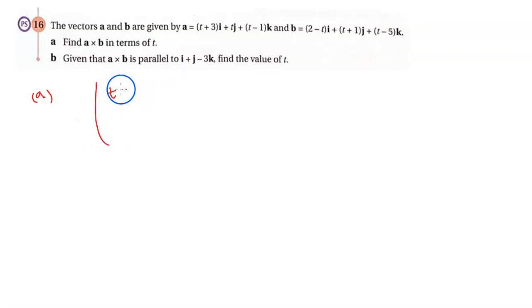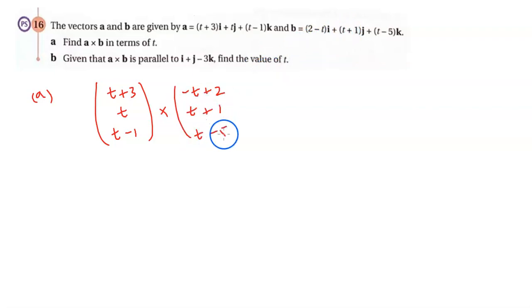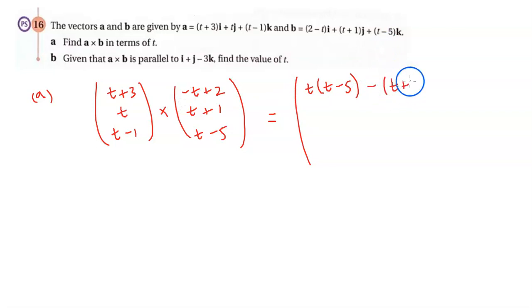Alright, so t plus 3, t, and t minus 1, crossed with 2 minus t, t plus 1, and t minus 5. If we delete the first row, it's t times (t minus 5) minus (t plus 1) times (t minus 1). I think it's easy to make a mistake, so it's probably better to write out all the steps.